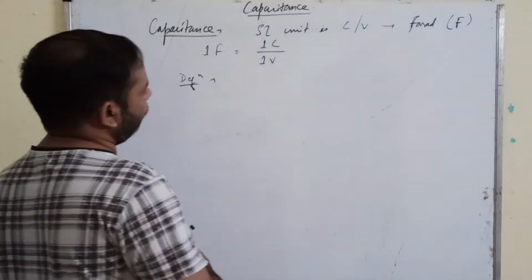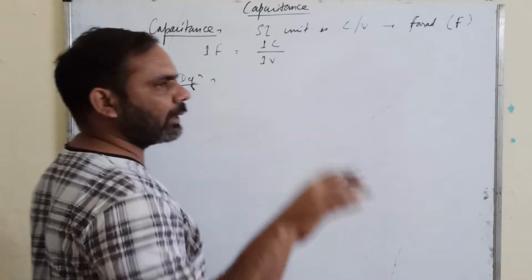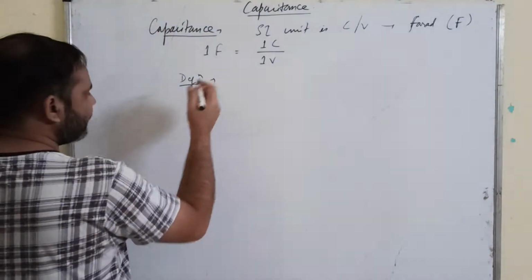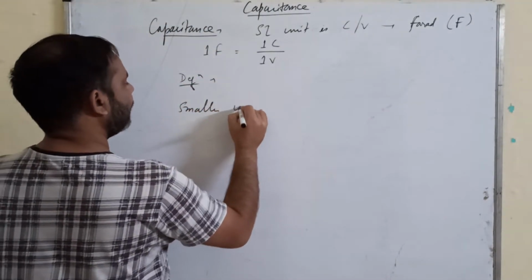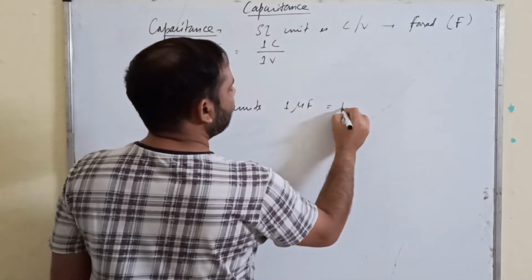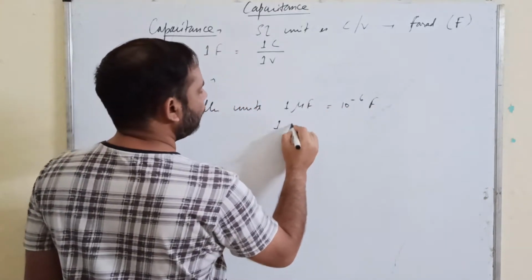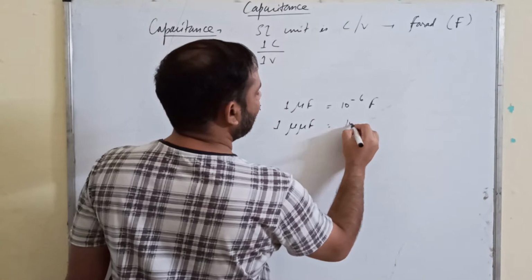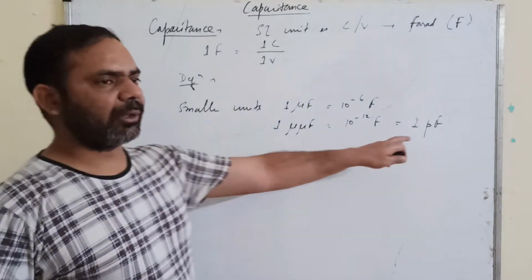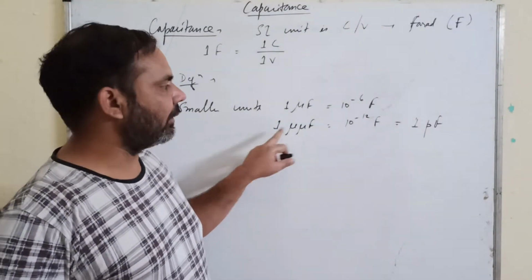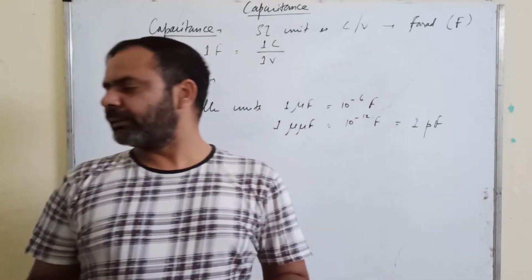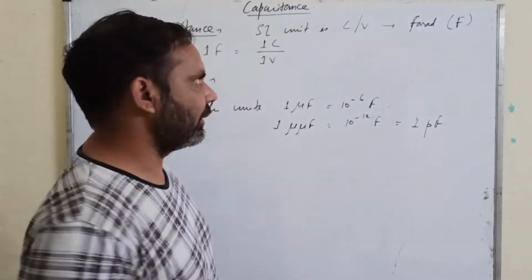Generally the capacitance of bodies is very small, so the practical units are the smaller units, which are the microfarad, equal to 10 raised to minus 6 farad, or the picofarad, 10 raised to minus 12 farad. So 1 picofarad is 10 raised to minus 12 farad, and 1 microfarad is 10 raised to minus 6 farad. These are the practical units of capacitance.